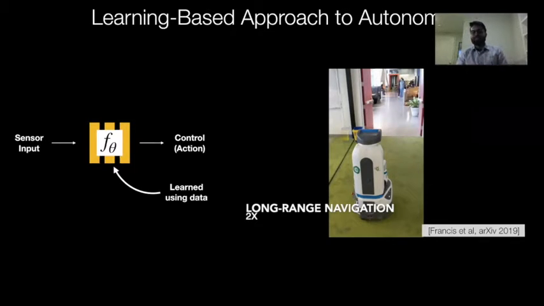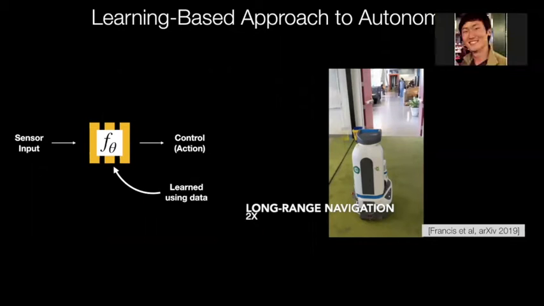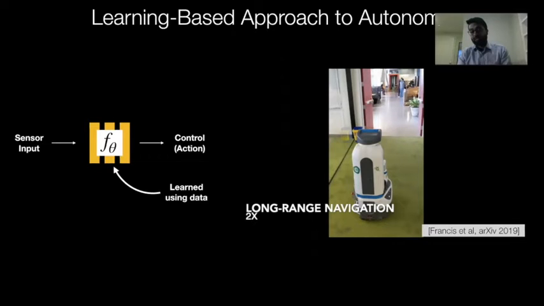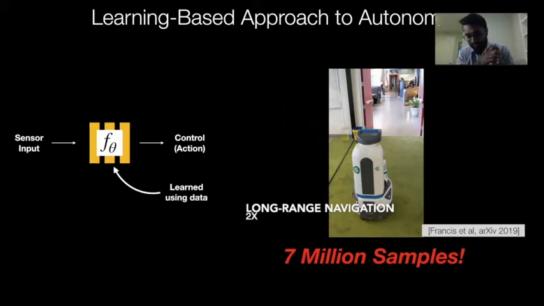But the challenge with these learning algorithms is that they often ignore the underlying physical structure of the system, and as a result are very data hungry. So for example, to learn this behavior, this Fetch robot requires 7 million samples, which is just very hard to collect on a real robotic system.